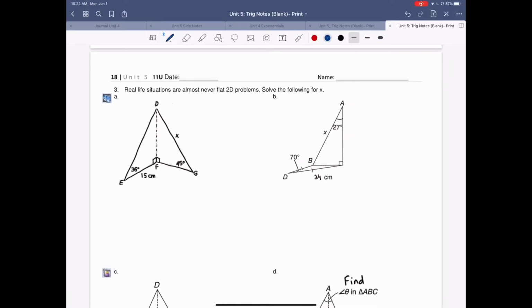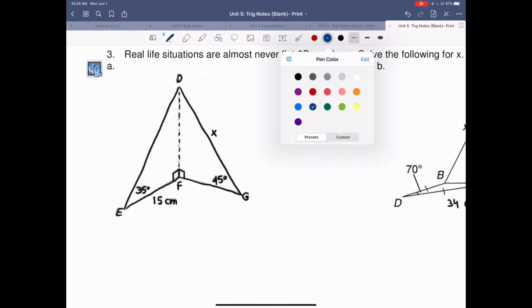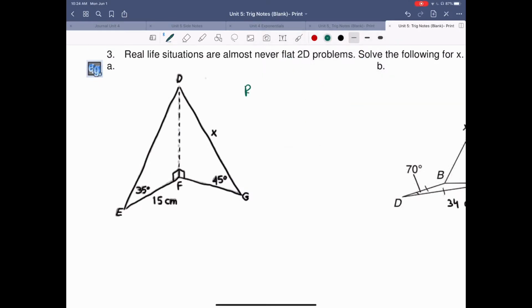Good morning, class. So, number three, real life situations are almost never flat 2D problems. Solve the following for X. So, for question 3A, what we should notice right away is what kind of triangles these are. These are right angle triangles.